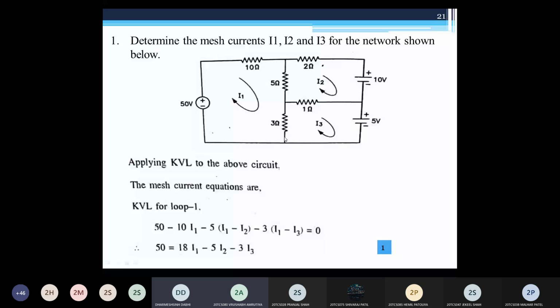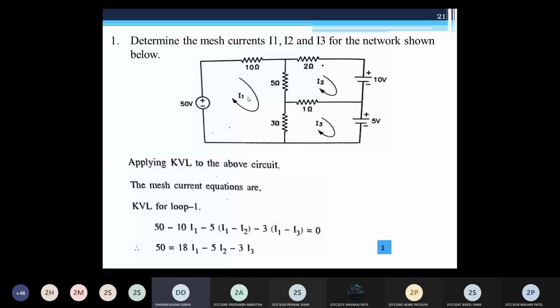In the same way, the 3 ohm resistance is common between loop 1 and loop 3. Here again the currents I1 and I3 flowing through this 3 ohm resistance are opposite. So I1 minus I3 multiplied by this 3 ohm resistance is the voltage drop across this 3 ohm resistance, and then equate to 0. So that becomes the KVL equation for loop number 1. I hope it is clear to all of you.